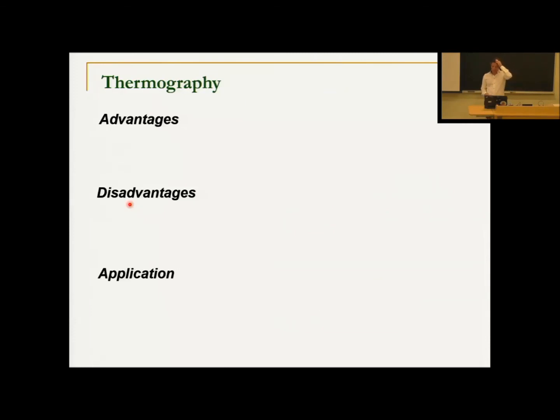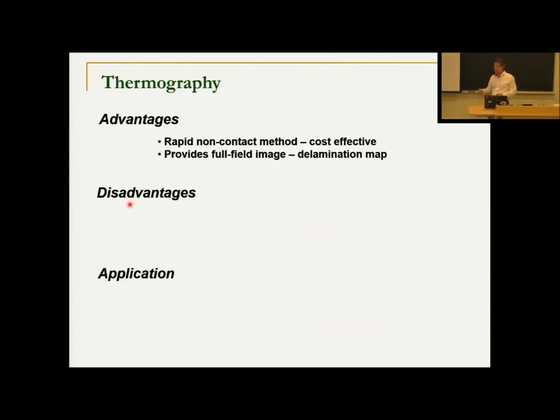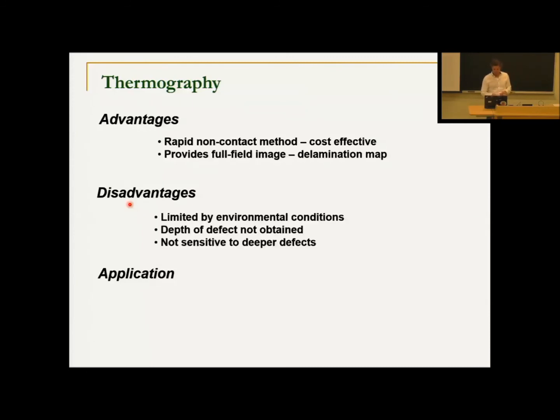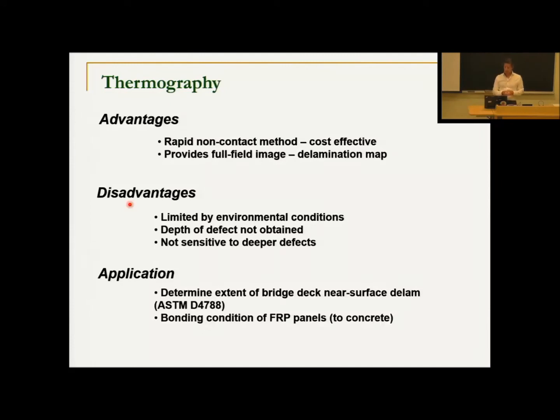So, in summary, what are the advantages? Well, it's a rapid method, it's non-contact, full field image, it's beautiful, and it can find near surface delaminations that disrupt heat flow. But it's limited by the environmental conditions. If they're not right, you can't collect the data, especially when you're relying on the sun and the weather. And the depth of the defect is not obtained. You just see that there is a defect underneath. It's probably near the surface, but you don't know the depth, because if it's deeper, you just don't see it. But nonetheless, this method is quite effective for finding near-surface delaminations when the weather conditions permit. It's a standardized method by ASTM.